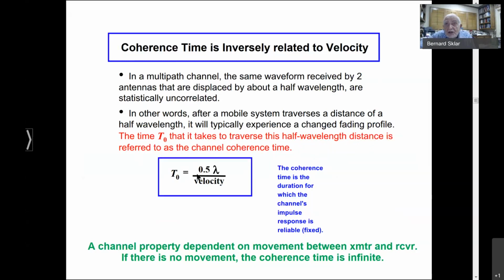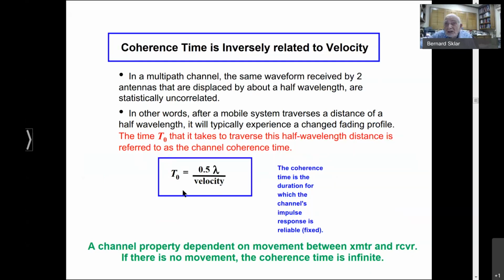So this 0.5 of a wavelength, which you see why 0.5 of a wavelength, because that's where correlation is finished, divided by the velocity, this is meters, this is meters per second. So meters over meters per second is seconds. And this coherence time is the duration for which the channel's impulse response is reliable.